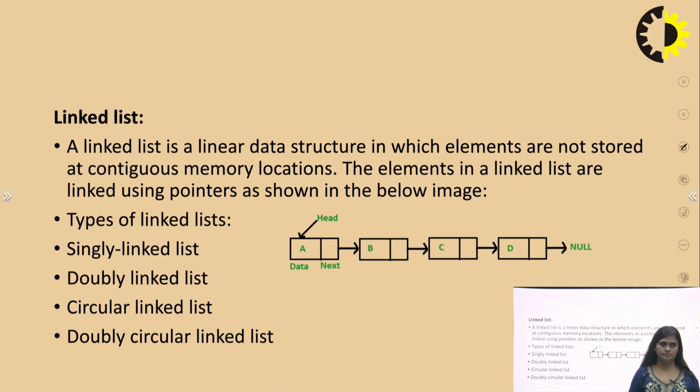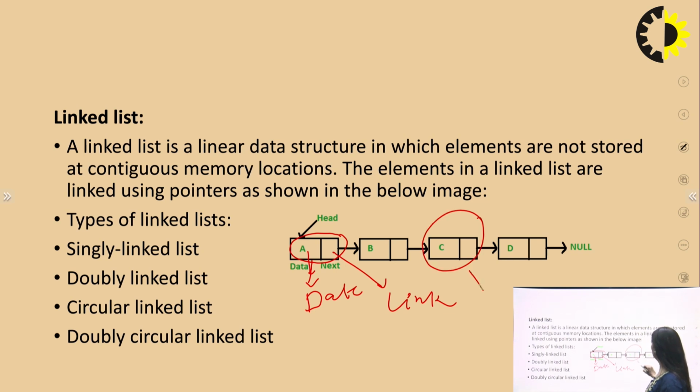Linked list. A linked list is a linear data structure in which elements are not stored in contiguous memory allocation. The elements in a linked list are linked using pointers, as shown in the image below. Here, in this field we store the data in a linked list, and here we store the link, and all the elements are stored in this node.